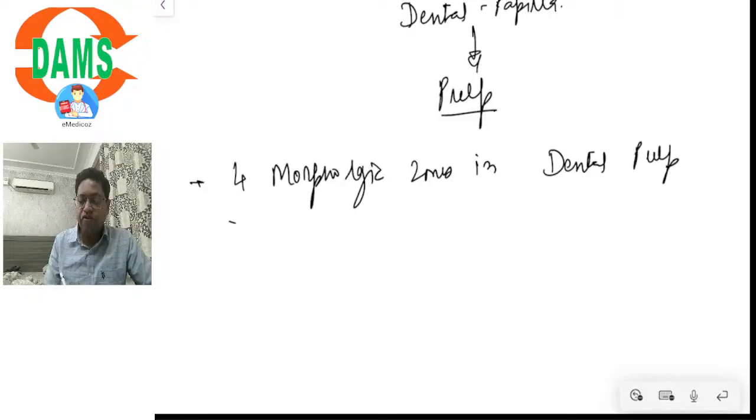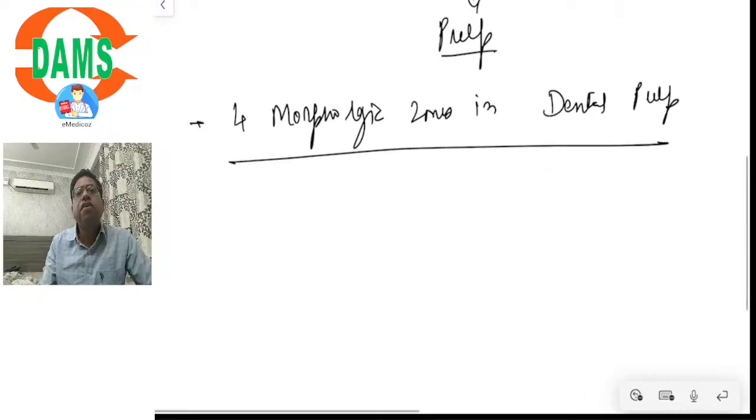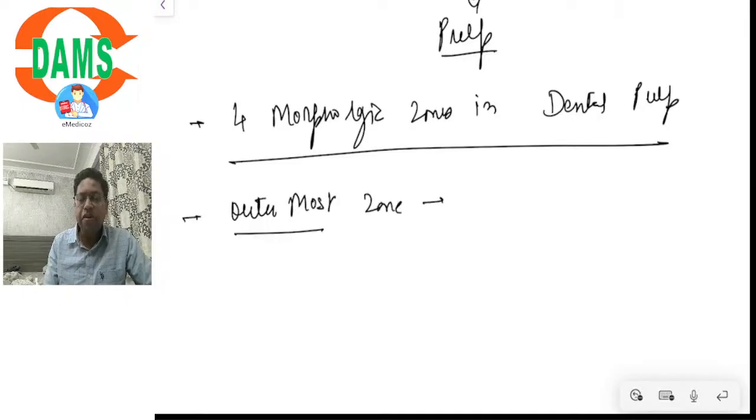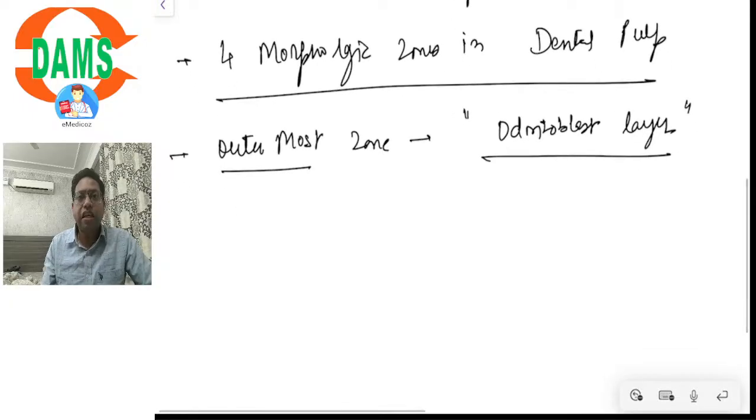As we are talking about the structure of the dental pulp, if we see the dental pulp under the microscope, there are four distinguished morphologic zones that can be appreciated. We would study the zones from outside to inside. The outermost zone of the dental pulp, all of you must be aware, is made up of cells called odontoblasts. So the outermost zone of the dental pulp is called the odontoblast layer.